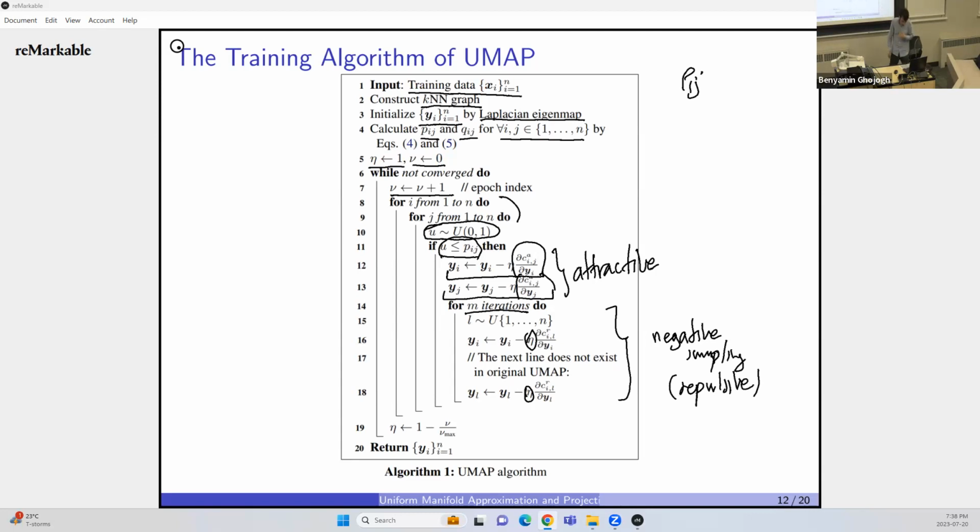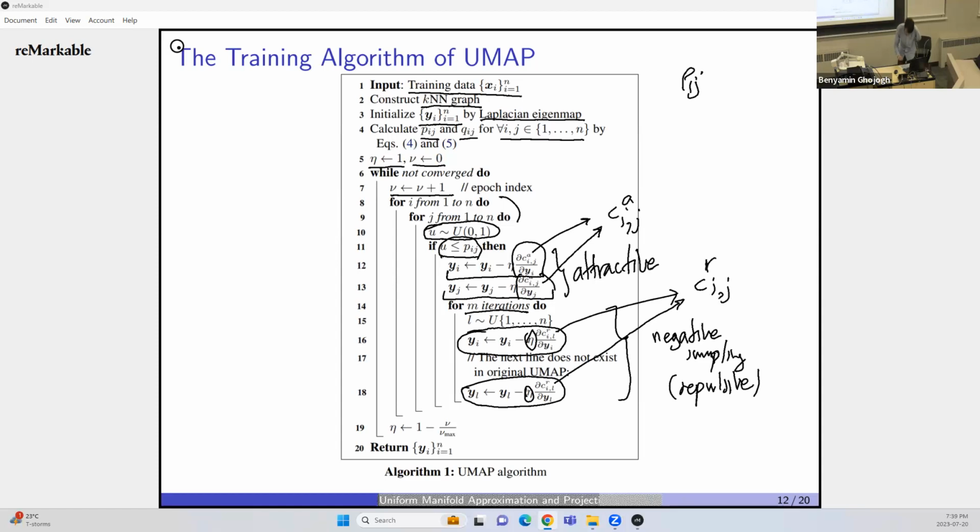Then I calculate these two. So basically, for attractive forces, if xi and xj are neighbors, I can update the embeddings of yi and yj based on their attractive force. Note that these are the derivatives of Cija, the attractive cost. But these two are derivatives of Cijr, the repulsive force, with respect to the variable. Okay. You should note that.